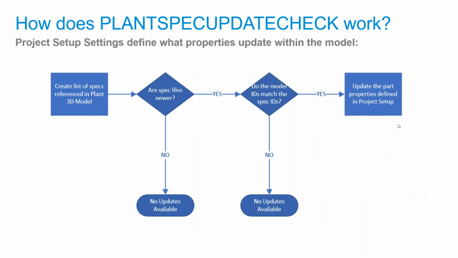Okay, how does the plant spec update check work? A list of specs that are referenced in the model is internally collected. Are there new specs, are spec files newer? Yes or no? If no, no update available. Do the model IDs match the spec IDs? This is the critical point. Yes: the updated part is possible.